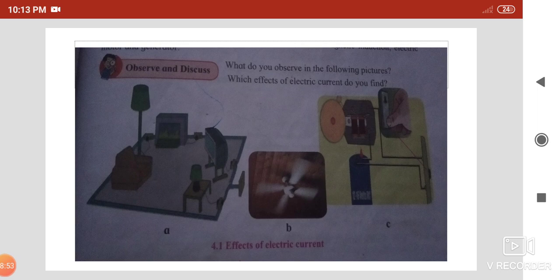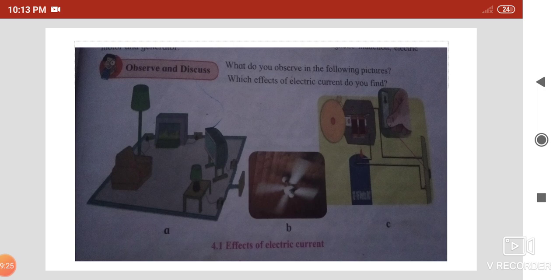In image A, we observe that two lamps are shown, there is a TV, and also a computer. In image B, we can see the blades of a fan rotating, which means the fan is working. In figure C, an electric bell is shown. Now they ask the question: what are the electric effects in these images?